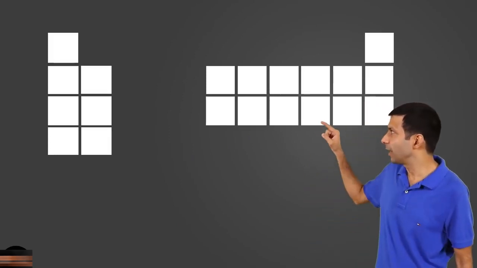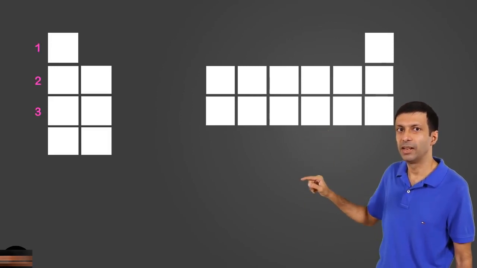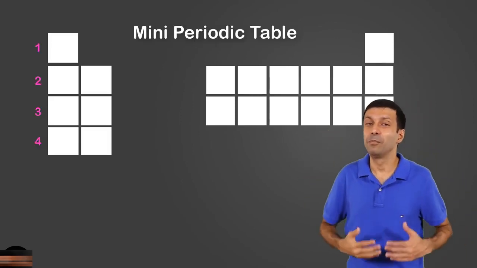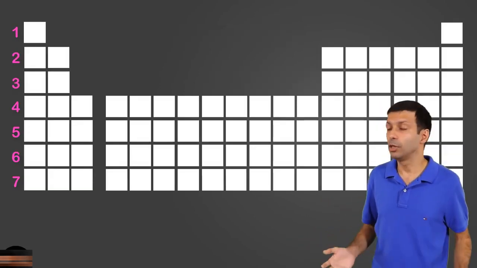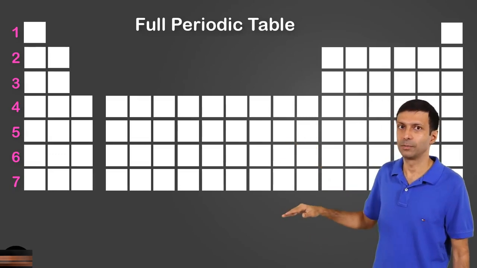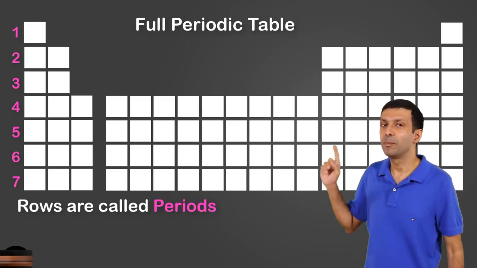First, let's start by numbering the rows. So it's going to be 1, 2, 3 and so on. In our mini periodic table, we have only 4 rows, but the full table has 7 rows. Rows are called periods. So these are period numbers.